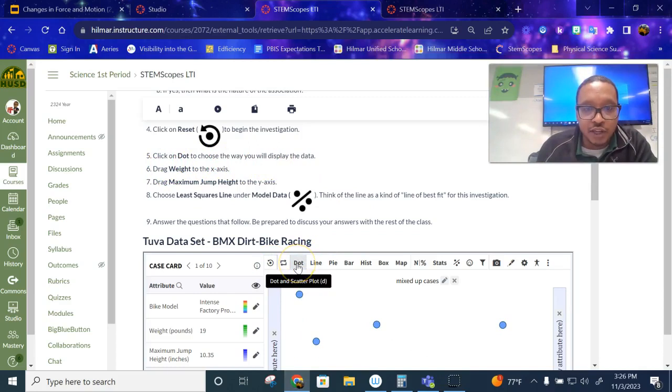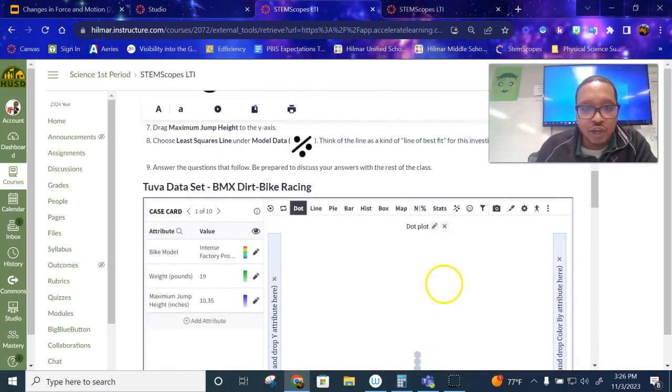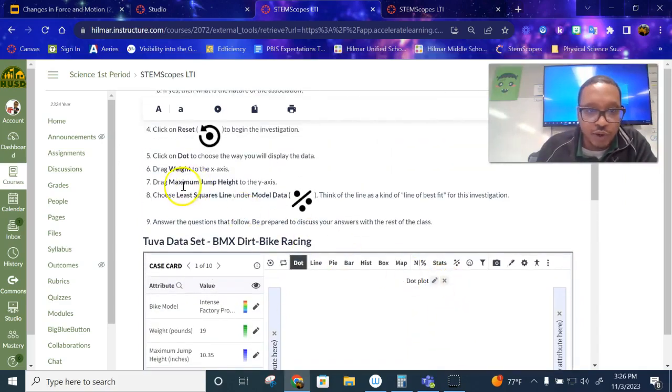So I'm going to click on dot. It's right there. And it's either dot or it's scatter plot. So now we're moving into this. Okay, cool. So we're working that. Then it says drag maximum jump. Oh, no, sorry. I skipped.